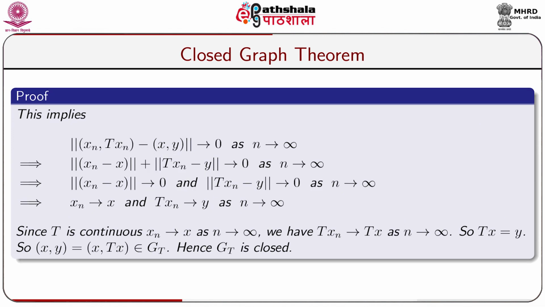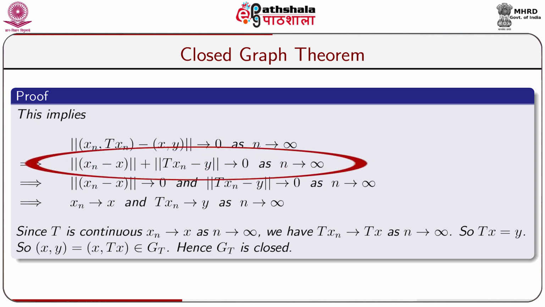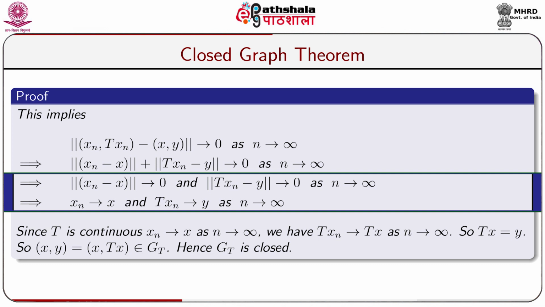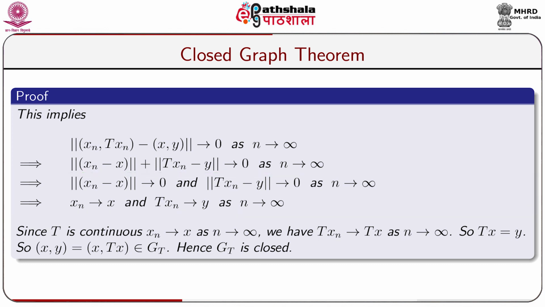This implies norm of the pair (xn, Txn) minus (x, y) tends to 0 as n tends to infinity, which implies that norm xn minus x plus norm Txn minus y tends to 0 as n tends to infinity with respect to the norm defined as above. This again implies that norm xn minus x tends to 0 and norm of Txn minus y tends to 0 as n tends to infinity.